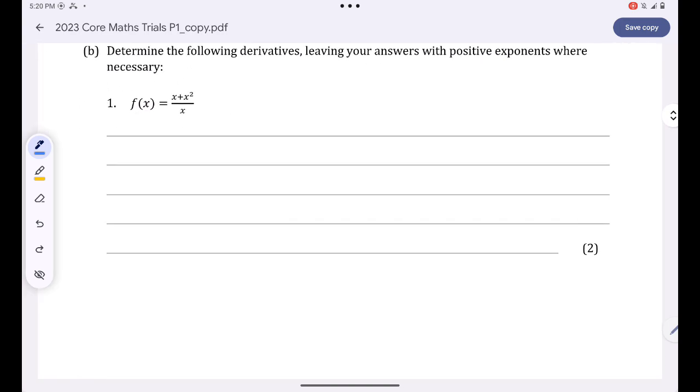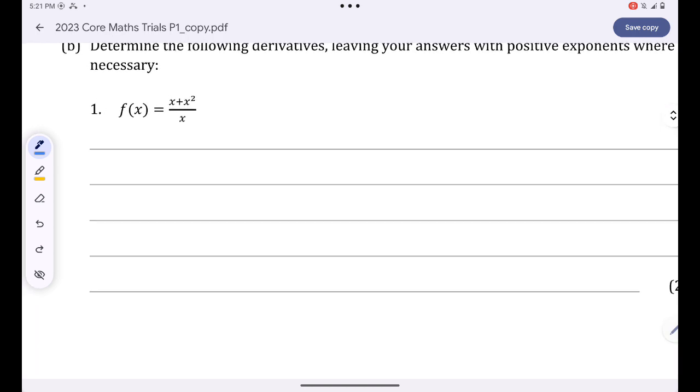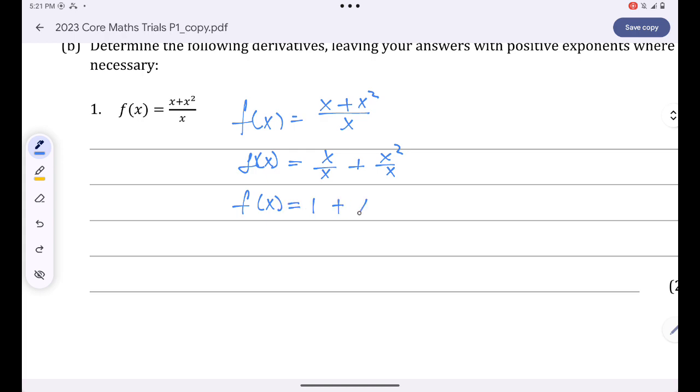Okay, over here, guys, we are being asked to determine the following derivatives, leaving your answers with positive exponents when necessary. Okay, I have f of x being equal to x plus x squared all over x. F of x can be written as x over x plus x squared over x, guys. Now remember that this x over here is dividing every term in the numerator. So I'll end up having f of x being equal to 1 plus x.